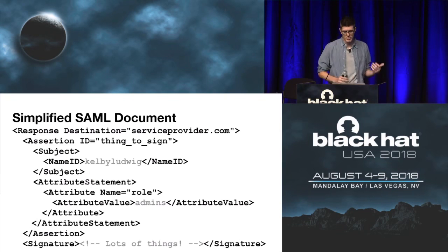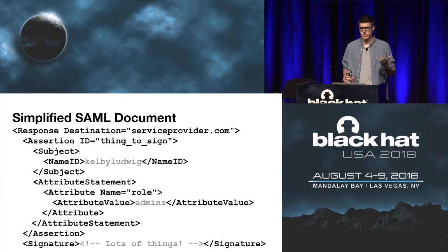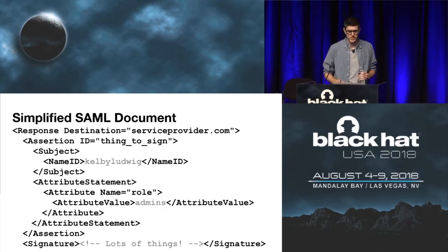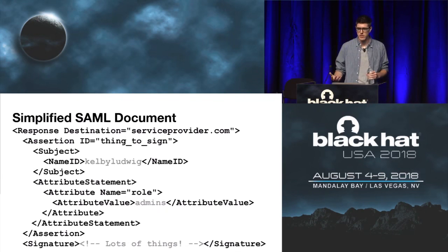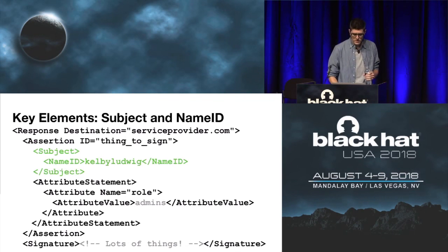I think everyone would probably hate me if I put a real SAML document up here, so this is a very simplified example. SAML documents are just XML. XML can get relatively nasty, so this has a lot of the cruft removed. I would, however, like to highlight a few key elements that are often used during SAML-based SSO because they are relevant to this talk. The first are the Subject and the NameID elements.